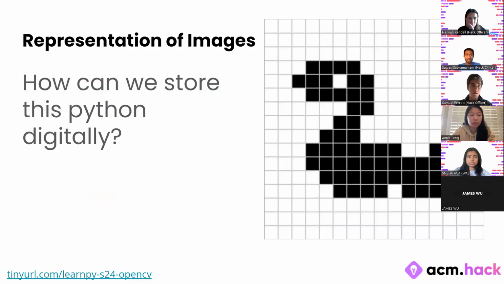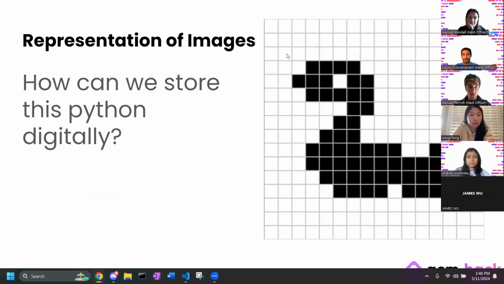Alrighty, so getting into those details, here we have an example of maybe something that you'd see in the real world. It's simplified a little bit for this example, but effectively it's just a Python. So how can we store this image of a Python digitally? Feel free to hop on the mic or drop your answer in the chat. Otherwise, I'll just answer it. The hint here would be to take a look at the grid, right? There's a grid on this image.